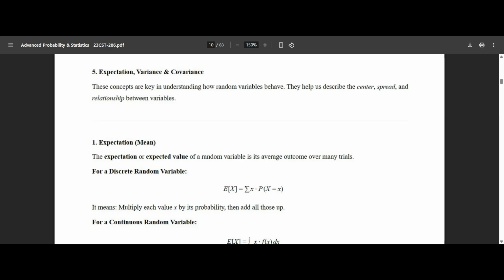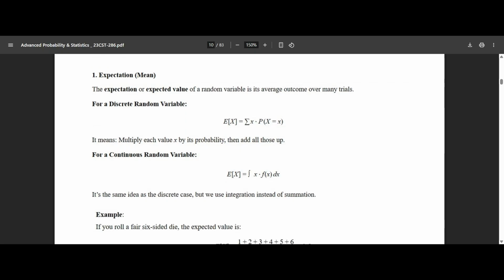Expectation or mean: the expectation or expected value of a random variable is its average outcome over many trials. Okay, so if we roll a die 3 times, the average of those three trials will be represented by the expectation and mean. For example, you are giving a maths test twice. In the first test you got 18 out of 20, in the second test you got 20 out of 20. So what will be the mean? Mean will be 18 plus 20 by 2, that is 19. So 19 is the expected value of your maths marks.